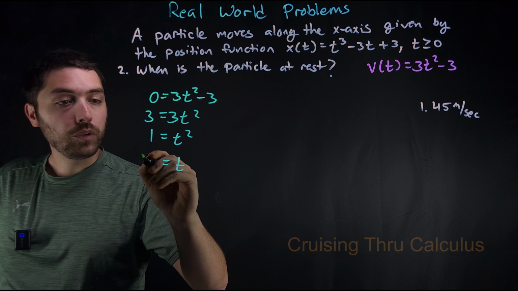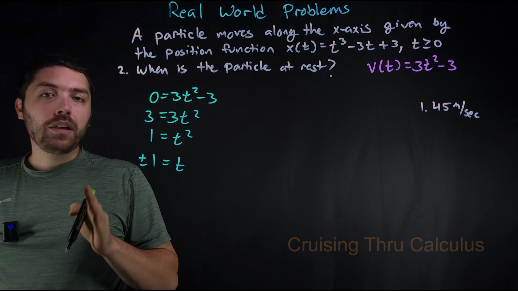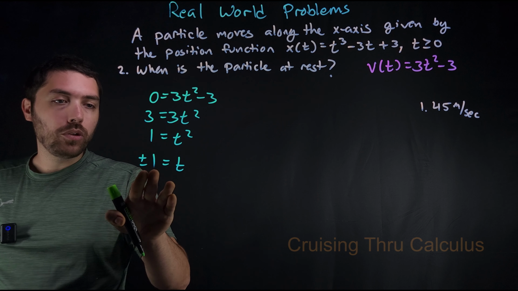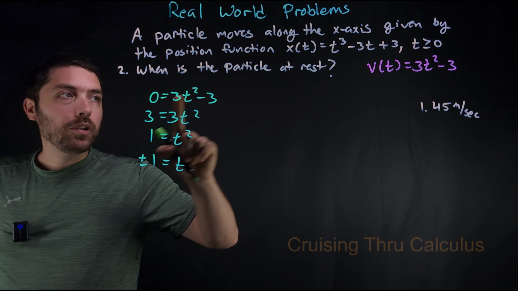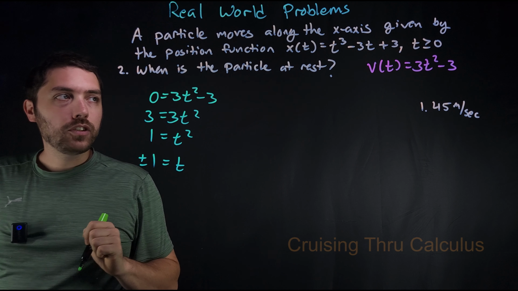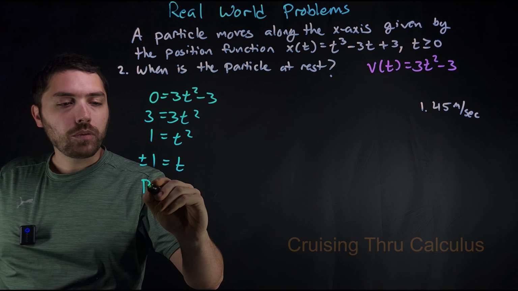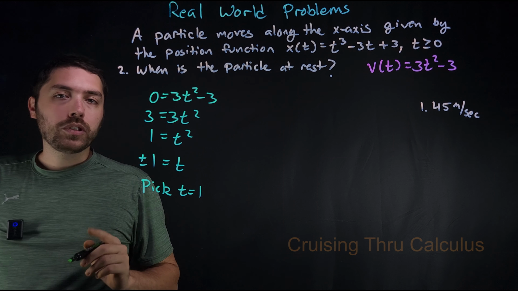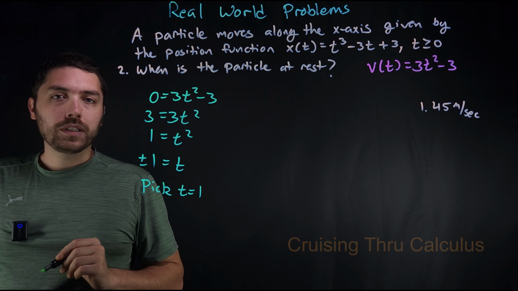Then we're going to take the square root of both sides. Every time you take a square root, remember you do have to include the plus or minus, so we actually do get two answers here. But if we look back up at the problem, you'll see that t is greater than or equal to 0. So what we're going to do is pick t equals 1 here. So in other words, at 1 second, the particle is at rest.